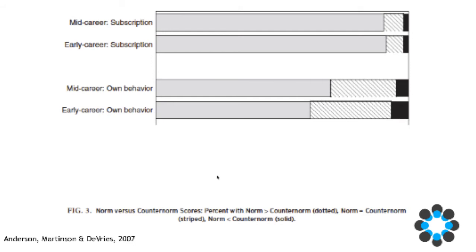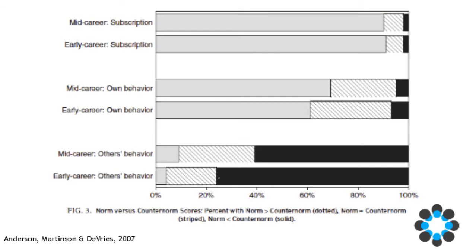What does everybody else do? The left shifts a little bit further. So everybody else is practicing the counter norm. And the third thing is shifting even further: others' behavior entirely. So the perception is, I believe in this, I do this, everybody else does this other thing entirely.